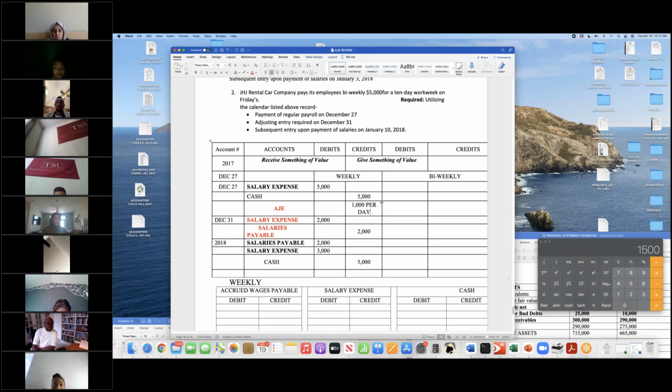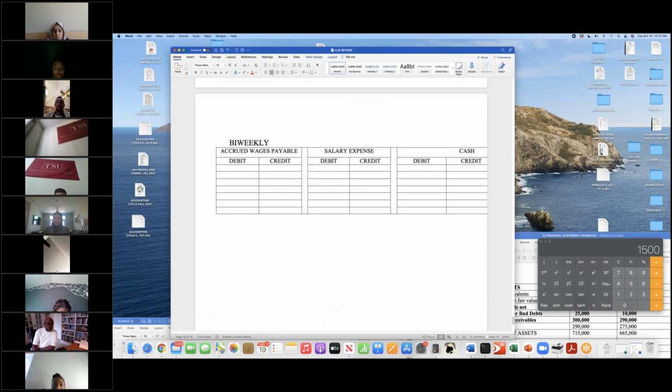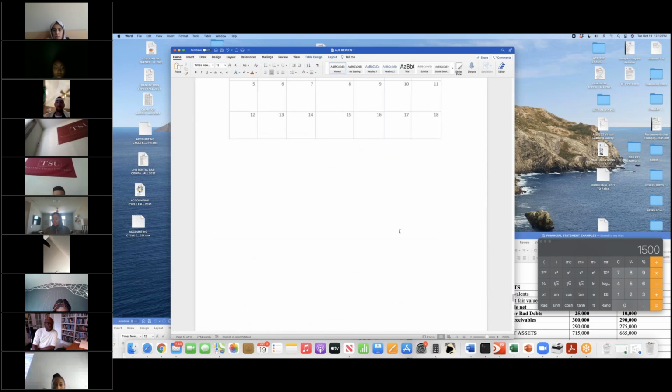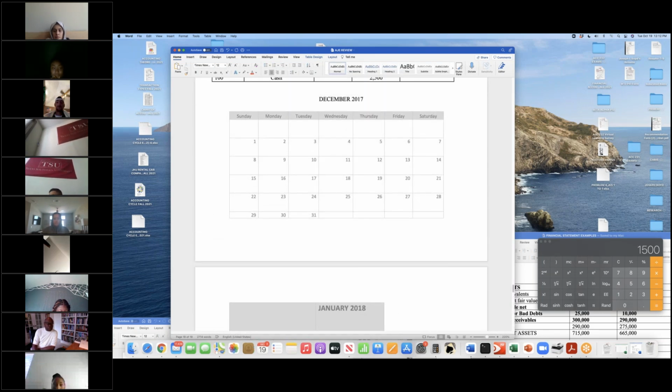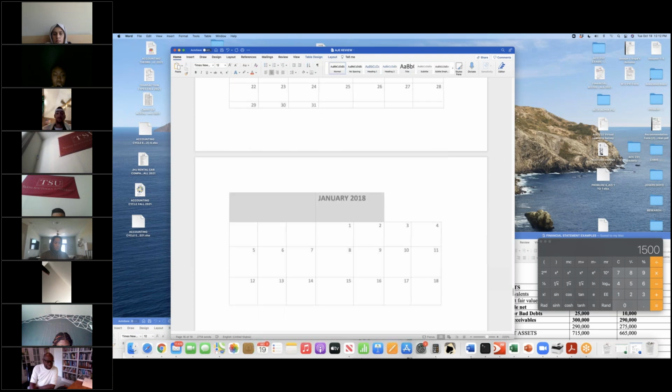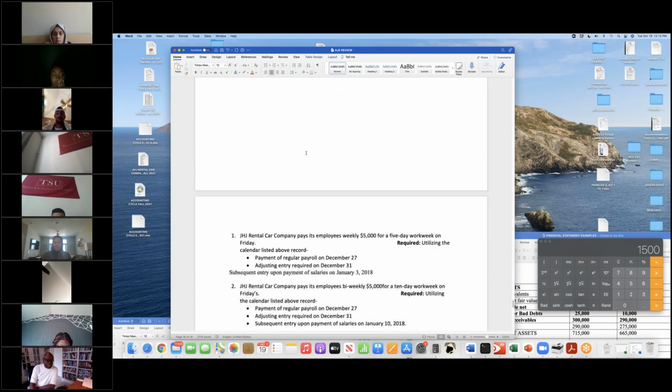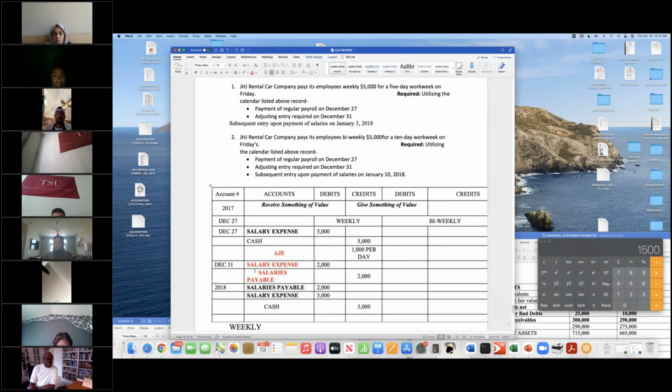Okay, so in this case, go back up here. The workers are due $1,000 on Monday and $1,000 on Tuesday. Those $2,000 have been earned by the workers. We've got to get that expense in 2017. The only way we can get that $2,000 in 2017 is a debit to salary expense and a credit to salaries payable.